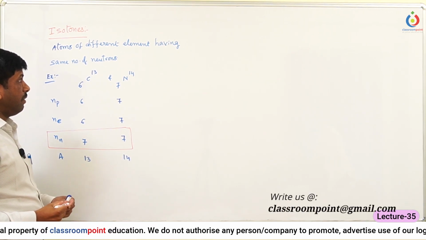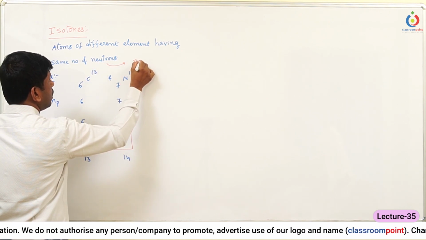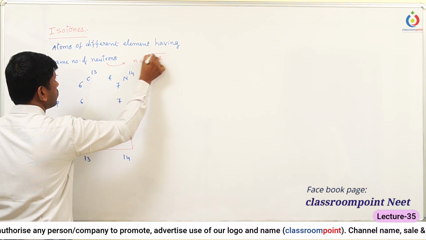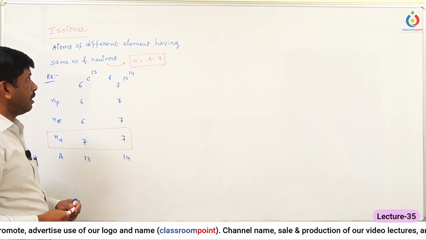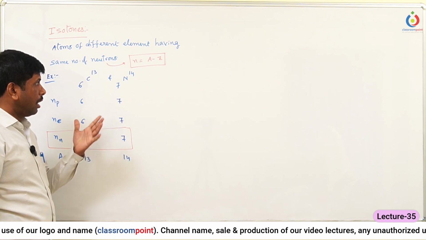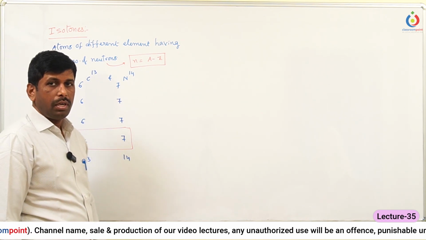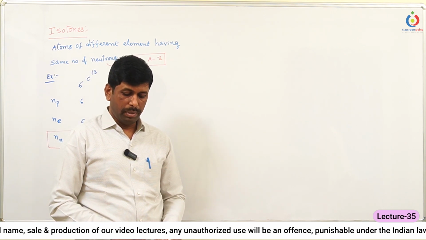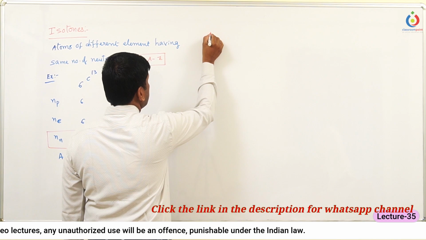So A minus Z value is the same. Number of neutrons, how to calculate the number of neutrons, that equals A minus Z. The atoms which are having the same A minus Z value, they are called the isotones. And isotones also, since they belong to different atoms, they must have different physical as well as chemical properties. Now let us see the isoelectronic series.